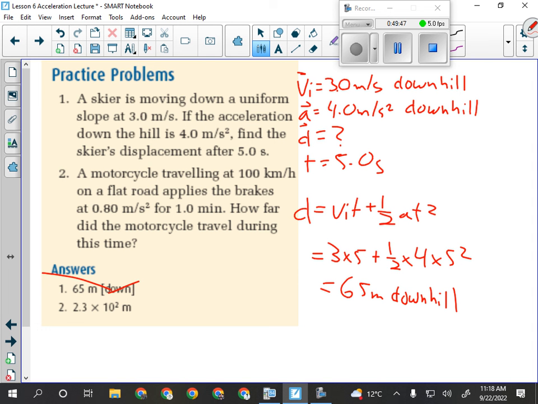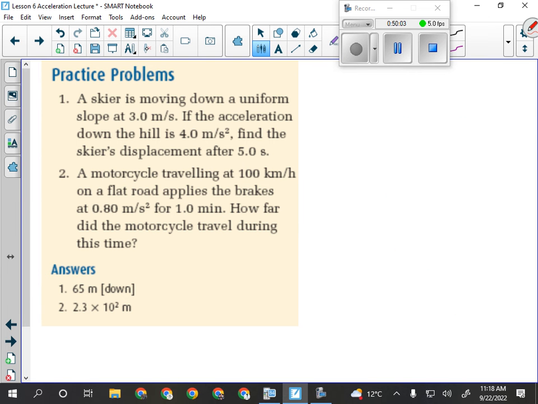Ready for number 2? What do we have to do in number 2? Yeah, we have to convert kilometers per hour into meters per second, and then the minute into seconds. All right, so there are a number of conversions that have to happen in that one. So 100 kilometers per hour divided by 3.6 is 27.7, repeating, meters per second, and they just say it's on a flat road, so that's a speed, not a velocity. Applies the brakes at 0.8 meters per second squared.